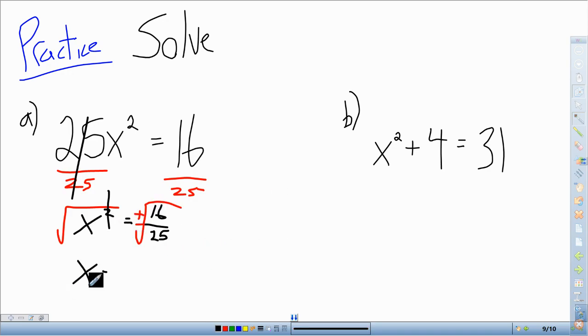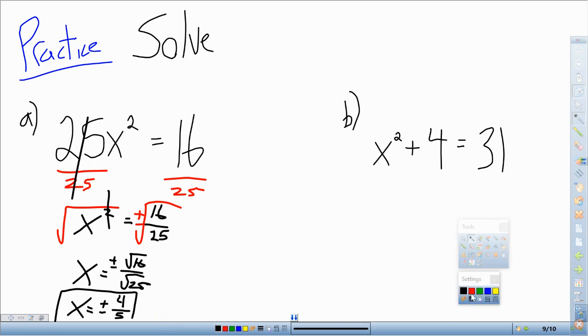Those cancel. And I have the square root of a fraction, which, if you guys remember, means I take the square root of the numerator and the square root of the denominator. Don't forget the plus or minus. And yeah, these are nice perfect squares. So I'm getting a plus or minus. Square root of 16 is 4. Square root of 25 is 5. There it is.